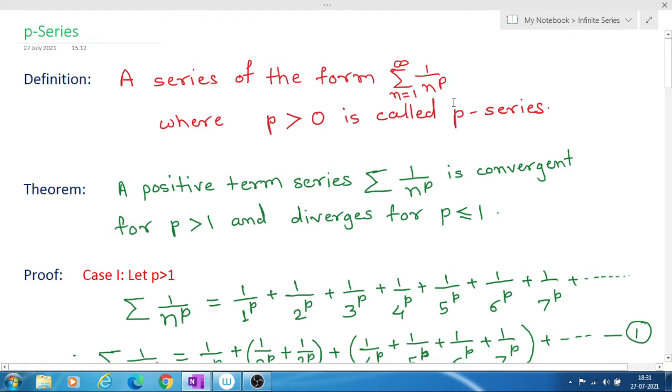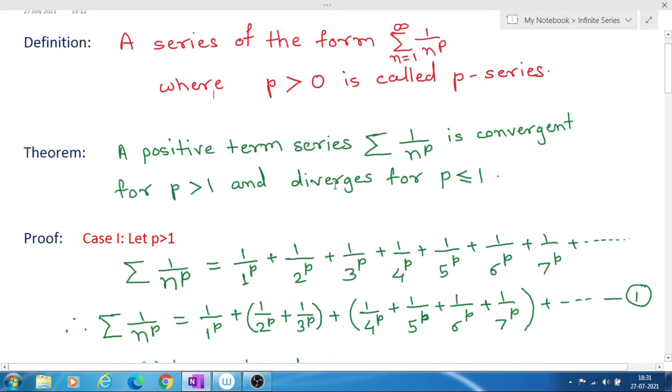So remember that P series is summation 1 upon n raised to p, and n is equal to 1 to infinity. So there is a theorem about convergence of P series.